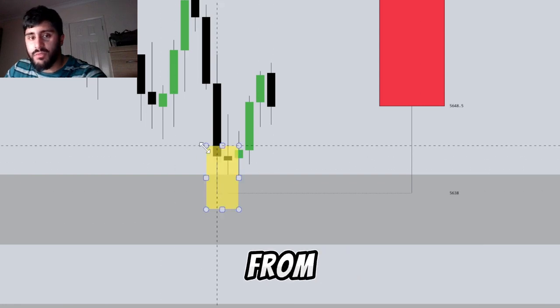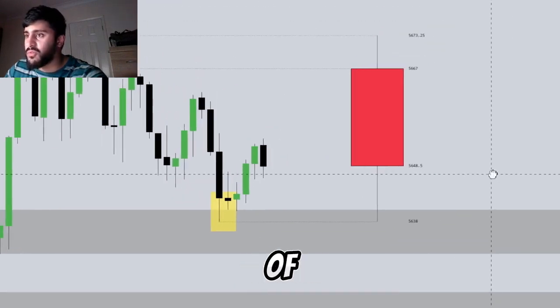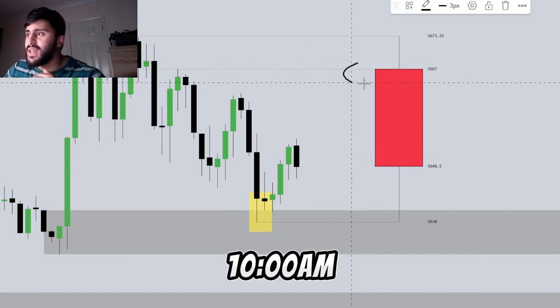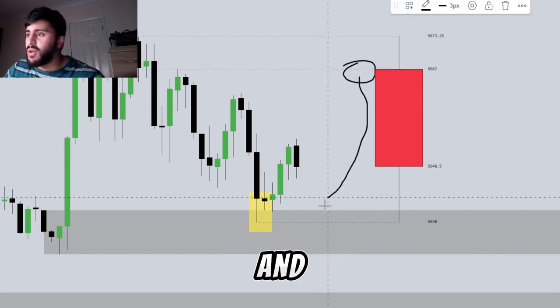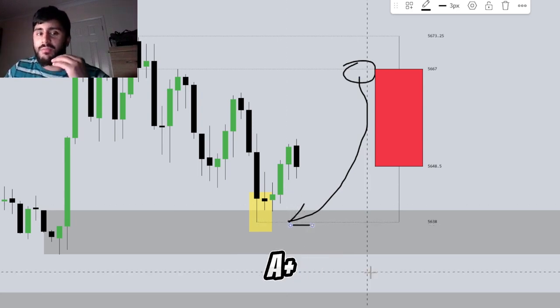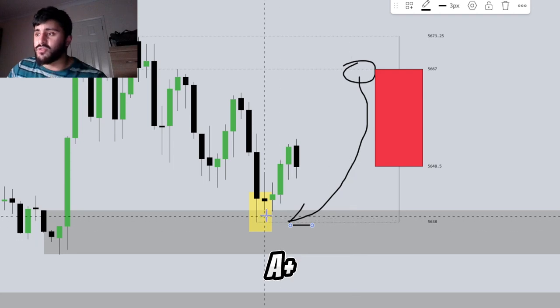Now, what do you understand from this rejection, right? In terms of the power of three. So the power of three is telling us one thing, right? We have the 10 a.m. open all the way up here, and we have come into this area. Already we are lining up for an A plus trade, right? This is an A plus trade just over here.